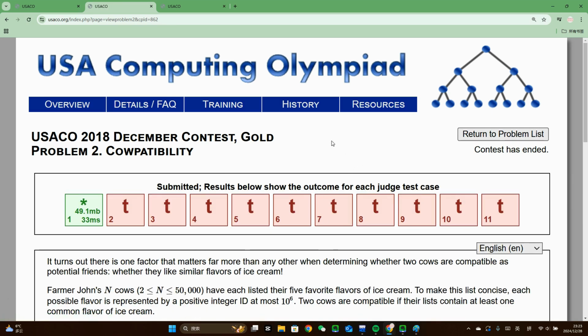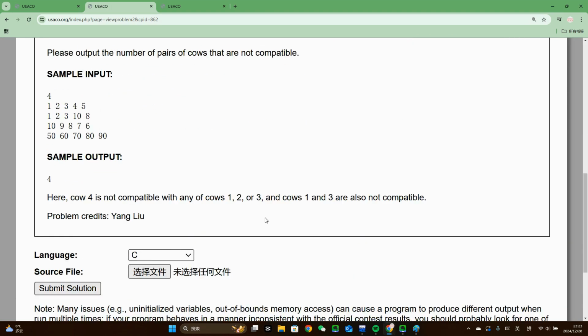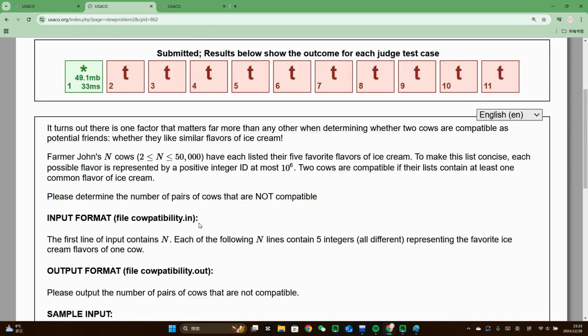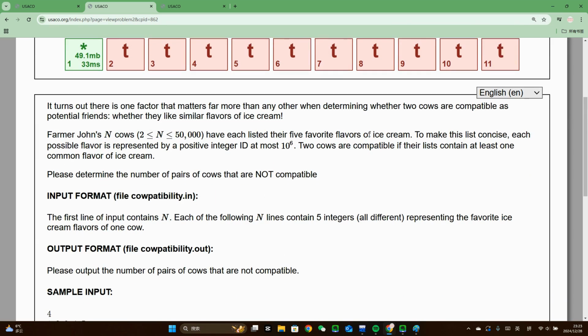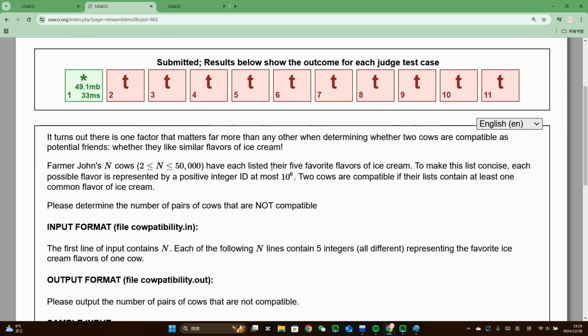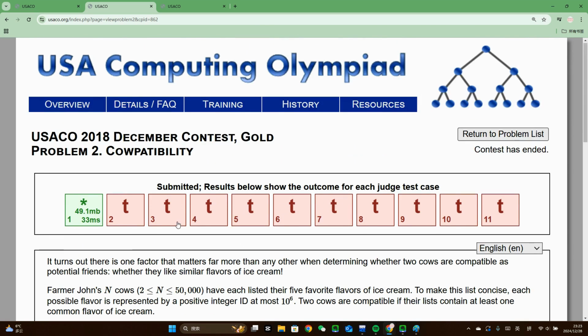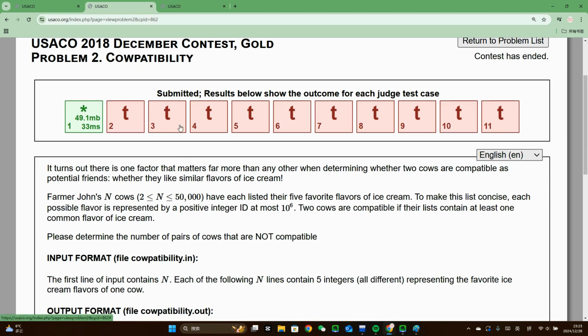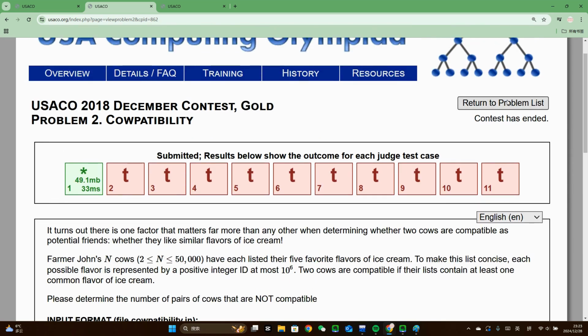This problem traumatized me. This is way too much math for my brain. I think this is because each cow only has five favorite flavors of ice cream, so it just made this problem a whole ton of math. It's so much combinatorics that I just hate this problem. And I wrote a brute force, but somehow it actually got way fewer points than expected.